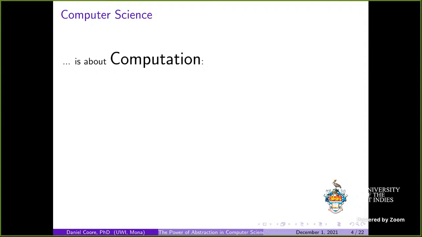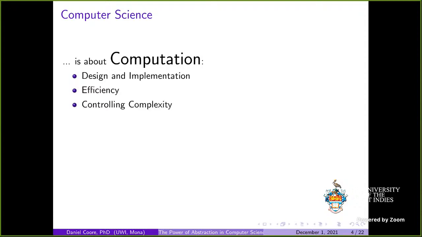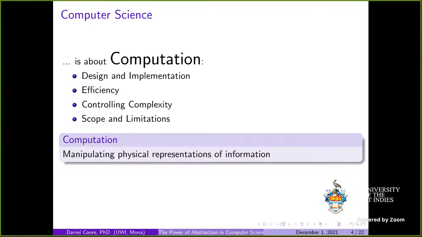Computer science is actually more about computation. It's how we make it happen. It's how we do it efficiently, how we control the complexity that arises from doing computations. And also we're interested in understanding the scope and limitations of computation. Computation itself is really about manipulating physical representations of information. So in fact, it's quite an abstract concept, and it's not a tangible thing like the computers that I might think of, even though computers are in fact our most common mechanism for implementing computation.